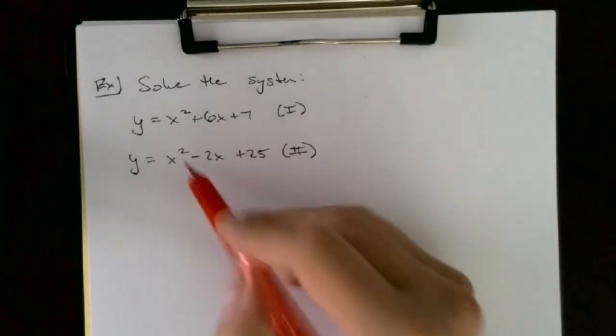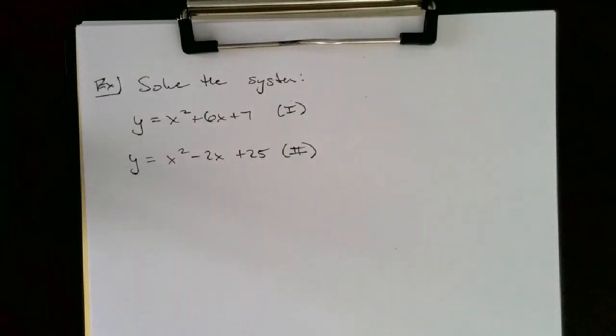Recognizing at first these are both parabolas, right? The highest power is 2 in both of them. The y's are to the first power, so we know they're parabolas. And then, we're trying to find where the parabolas intersect. Now we saw one like this earlier.